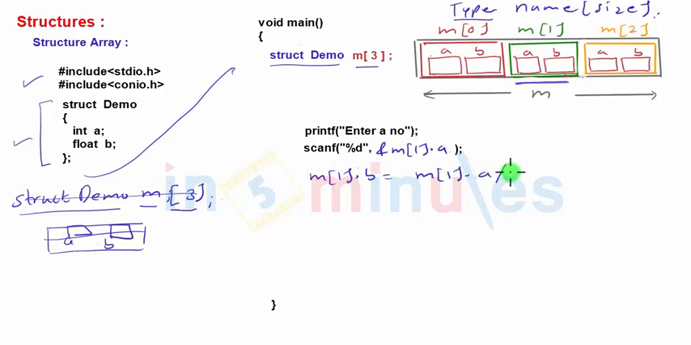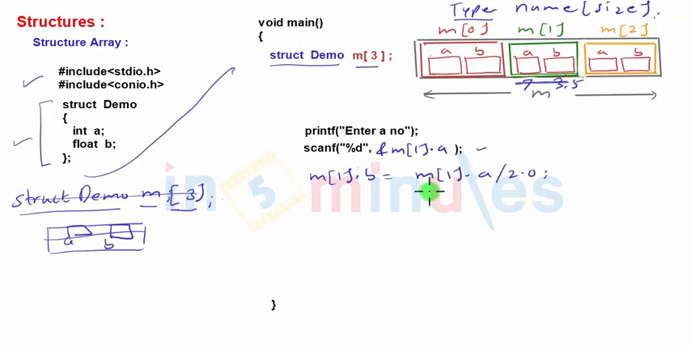m1.a upon 2.0. So if the m1.a input is, suppose, 7, then 7 upon 2, that is 3.5, will be stored into m1.b. So this will be, suppose, 7, and this will be 3.5. If m1.a is 7, then m1.b will be 3.5. Now I want to repeat this for all the three structures.